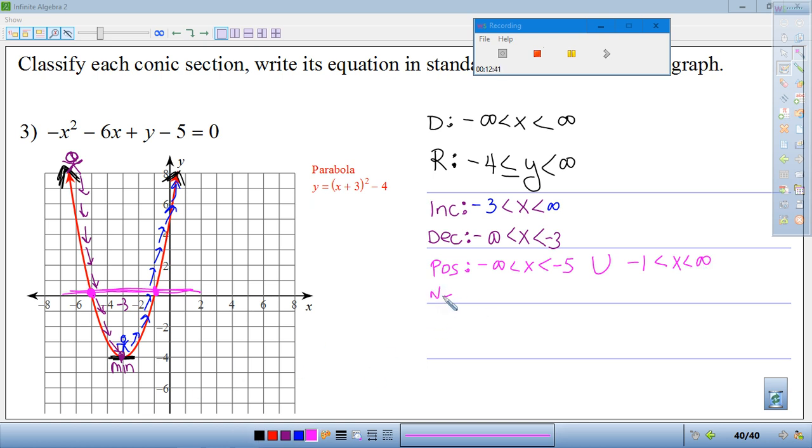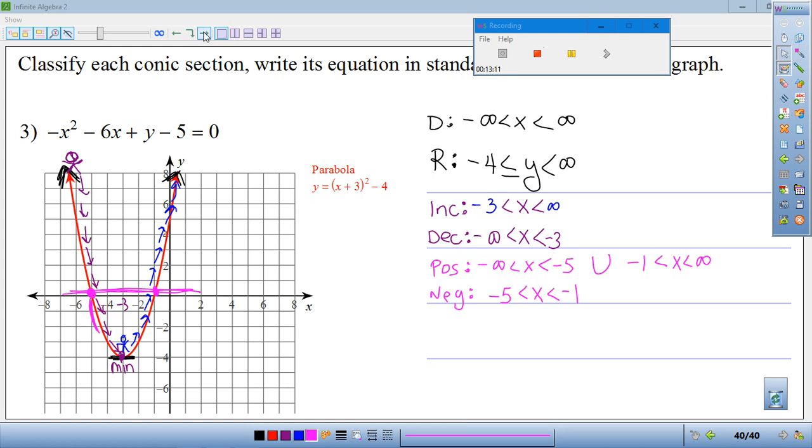Negative is when it's below the graph. So if I look at -5, it goes below the graph. It starts going below the graph. So -5 is the start of my negative. And it keeps going until -1. It keeps being negative all through here, and then at -1, it stops being negative. Okay, keep in mind, all your intervals need to go from smallest to largest.